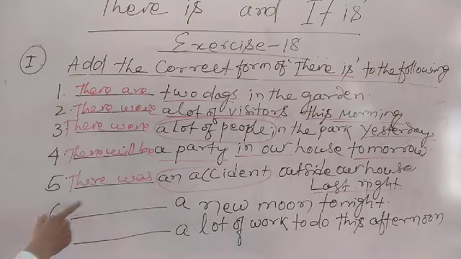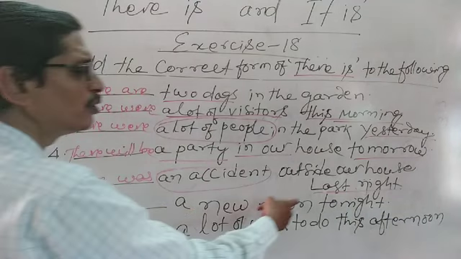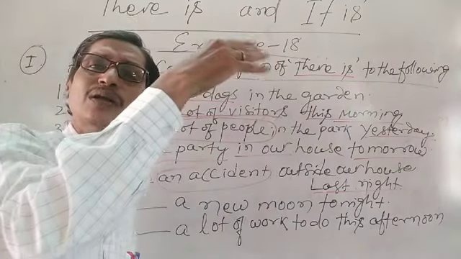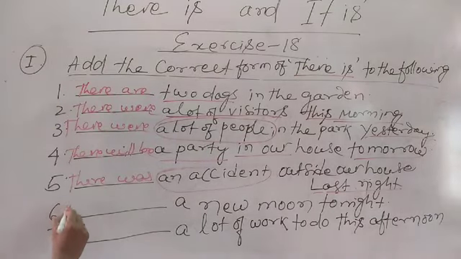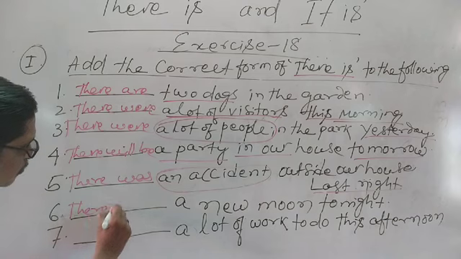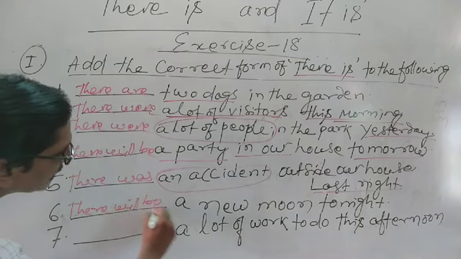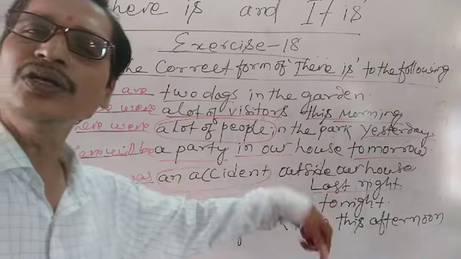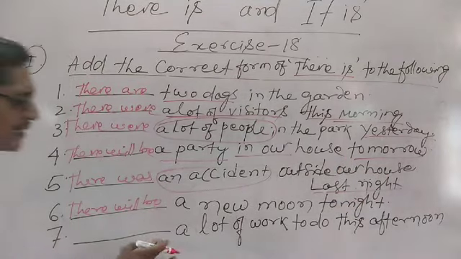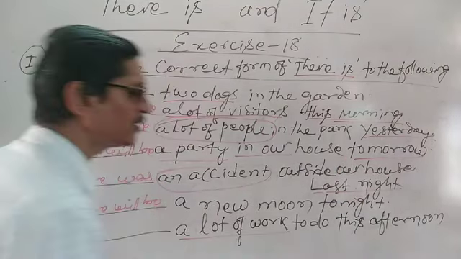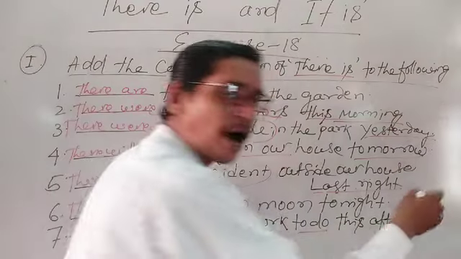So similarly, there is a new moon tonight. Tonight is talking about the future time. Therefore, we can write there will be a new moon tonight. Understand? There will be.